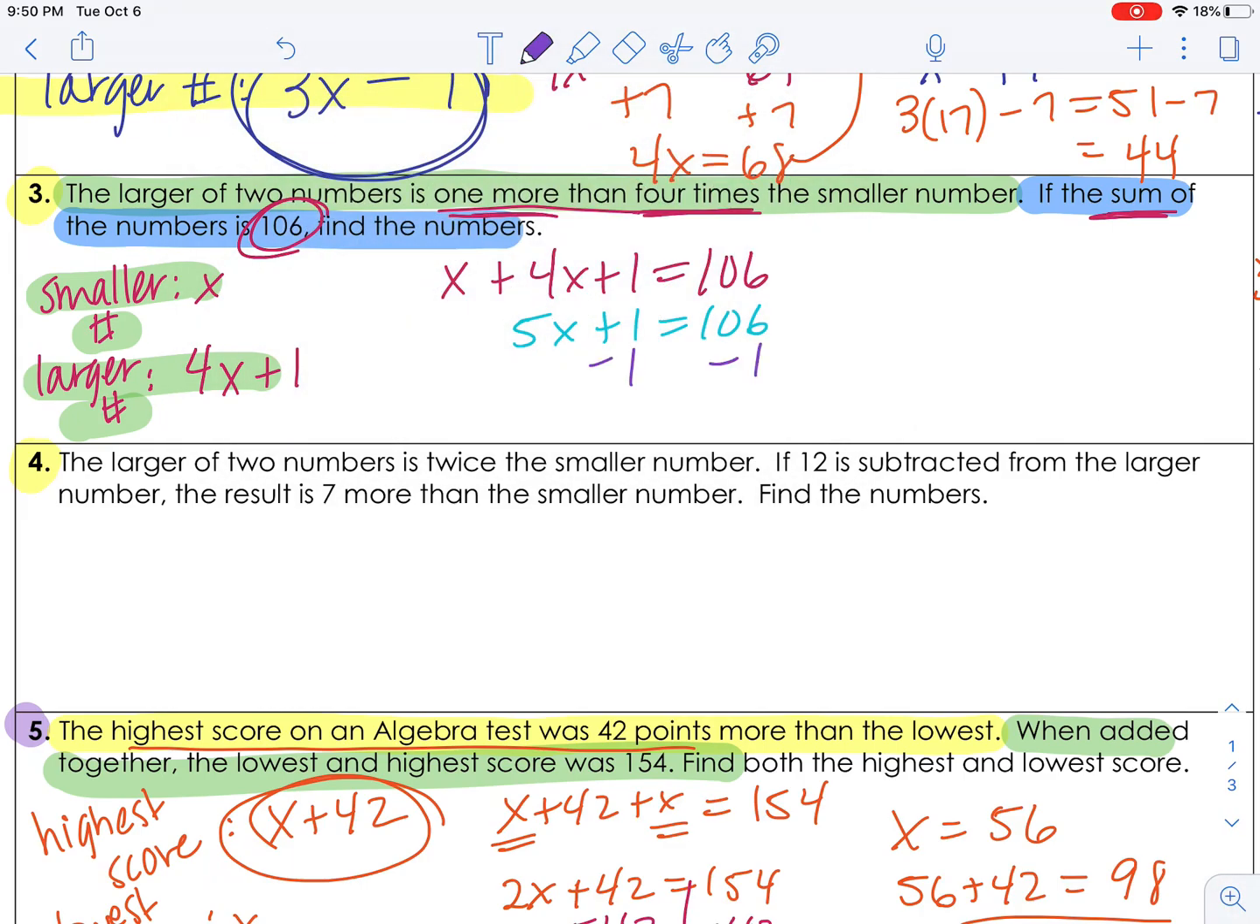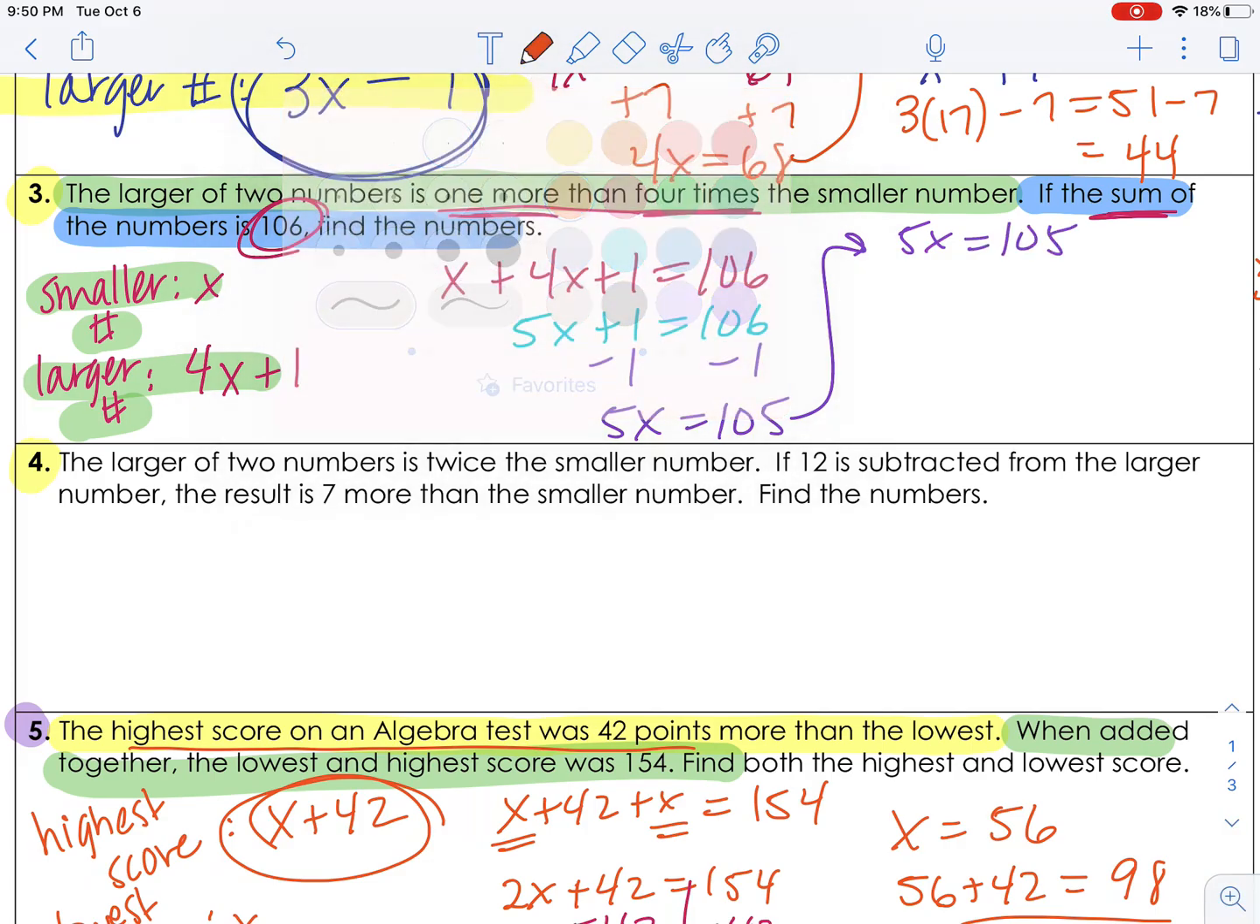We keep going by subtracting 1 from both sides. We have 5x equals 105. Then we need to divide both sides by 5. X equals 21. X equals 21. So what have we found?